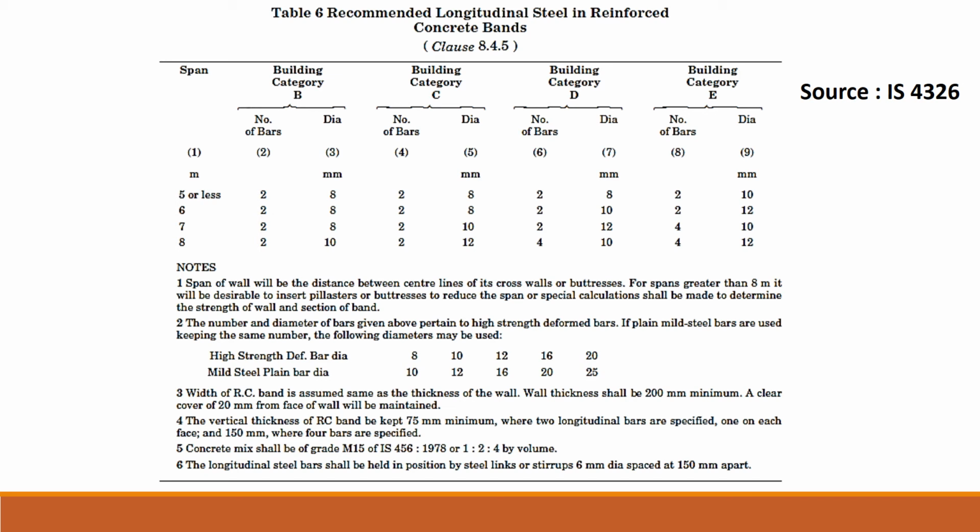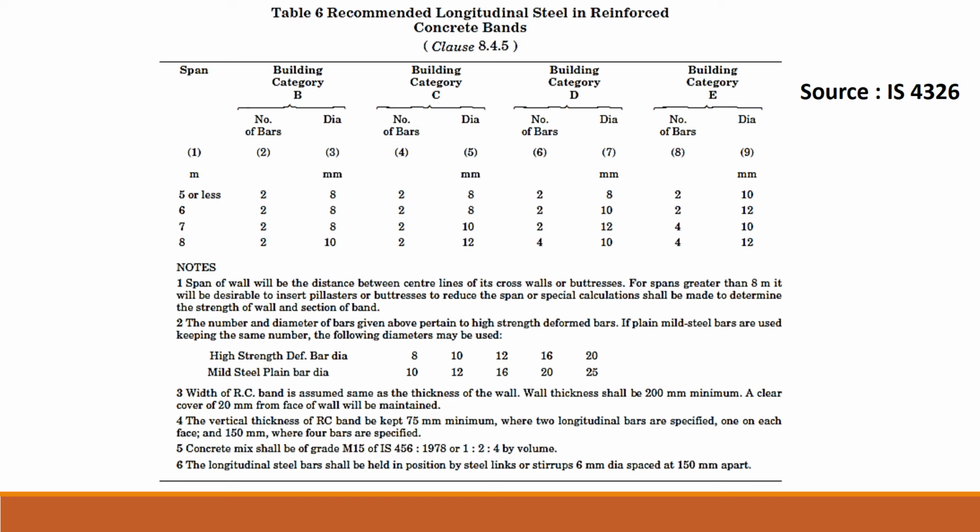Now in building category E, at the extreme end, for zone 5, the number of bars would be 2 with a dia of 10 mm for a 5 meter or less span of the longitudinal reinforcing band, and it would be 4 bars, each having a dia of 12 mm, for a span of 8 meter.